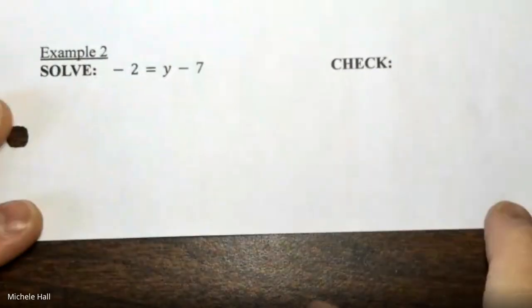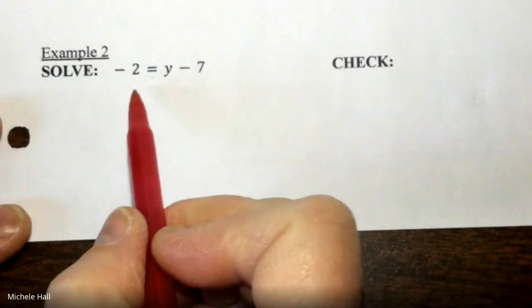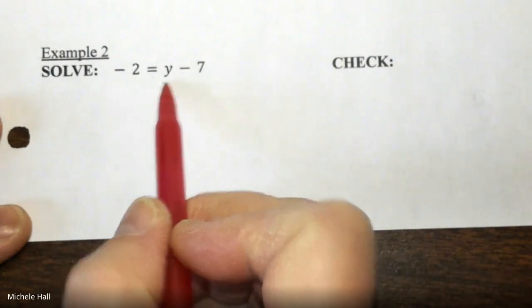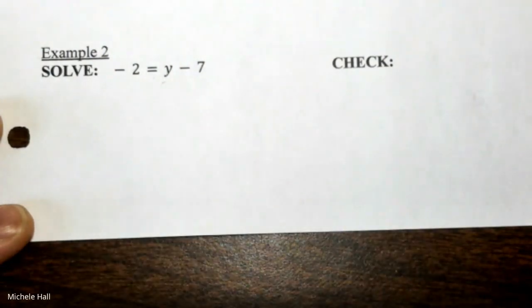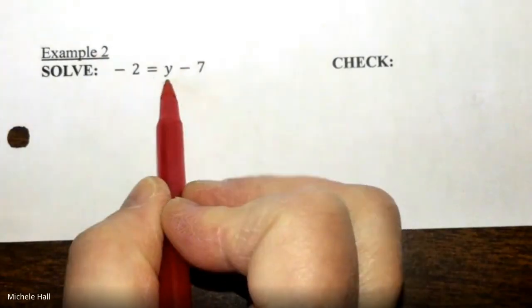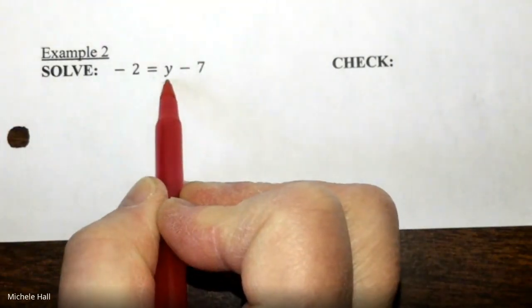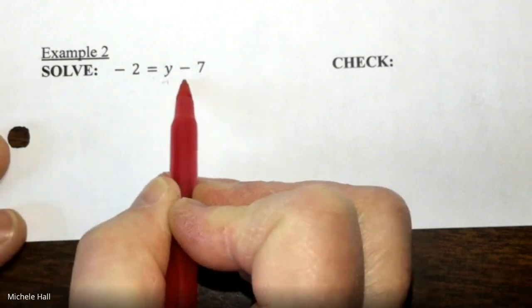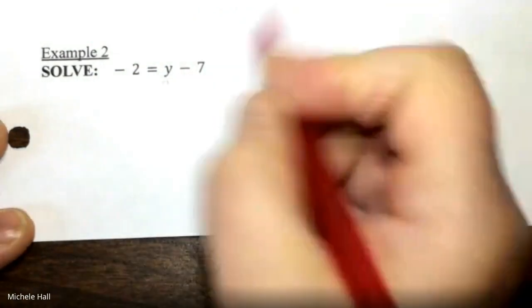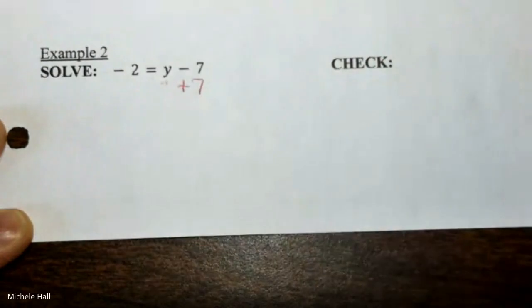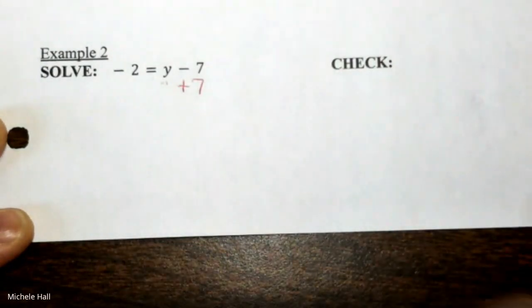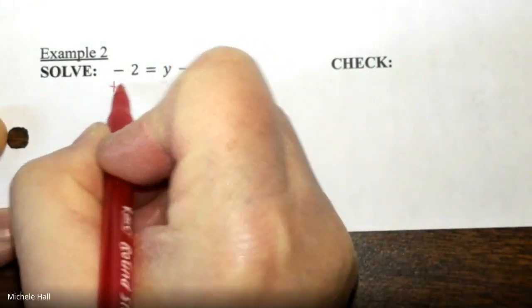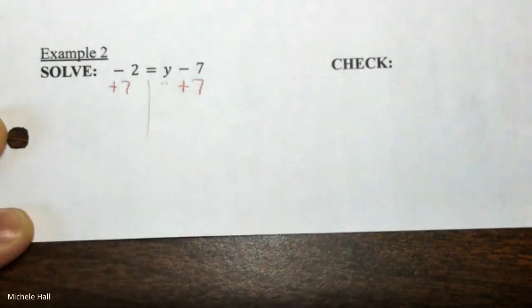All right, here we go. Now, moving on to example 2. It says -2 equals y minus 7. It says zoom in on the variable. Okay, here's my variable. This time it's on the right. What's being done to y? It's being subtracted by 7. So what's the opposite of subtracting 7? I'm going to add 7. Is that it? Just like that? I need to keep it balanced, which means I need to add 7 to the other side as well.